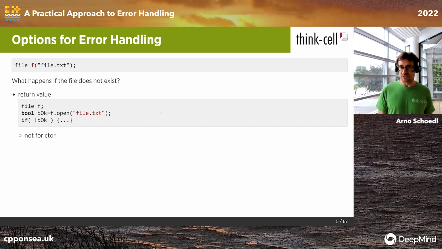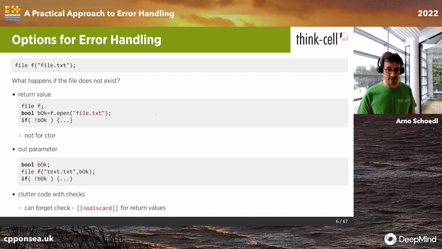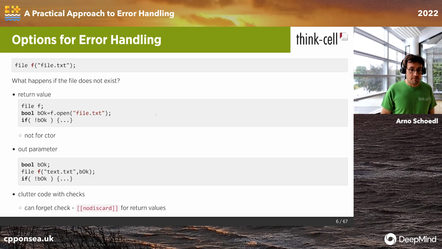Of course, that doesn't work for constructors. So for constructors, what you could do is an out parameter. Not terribly pretty, but it is a possibility. Both clutter the code with checks. So you have to check everywhere whether an error occurred. And of course, you can forget that check. The newer C++ standards now have a way to warn you if you forgot, by annotating at least the ones with the return value with nodiscard. So you have to somehow access the return value. You can't just discard it. For the out parameter, we have no such facility.